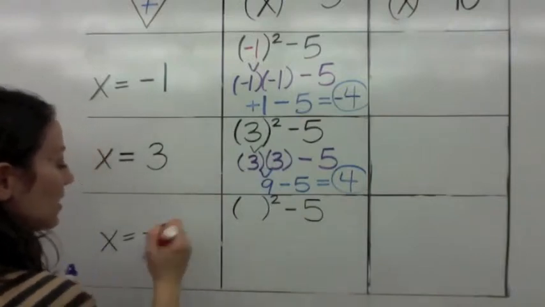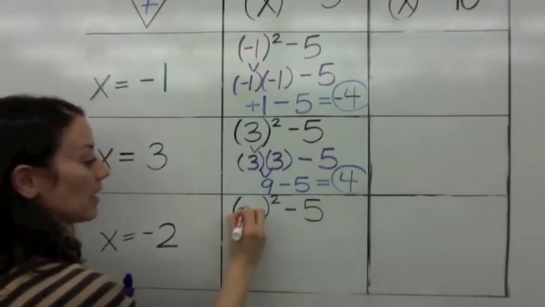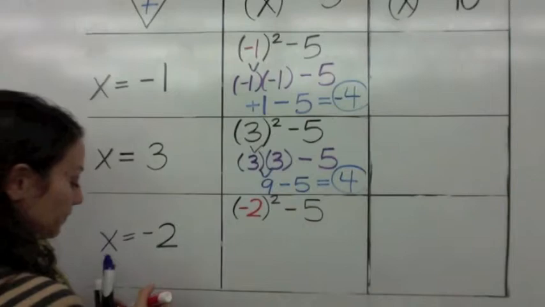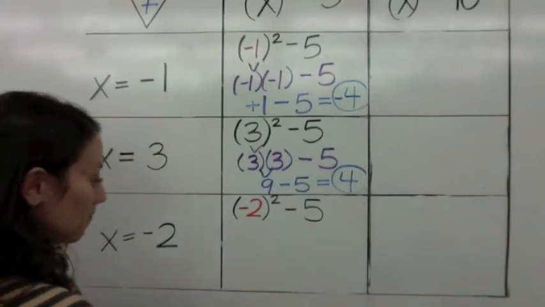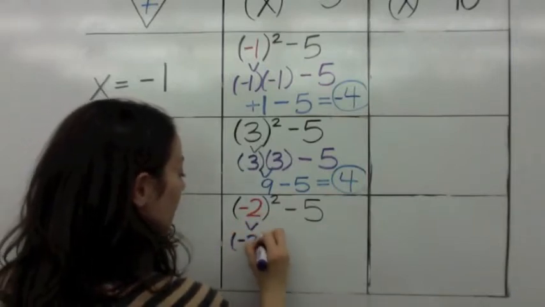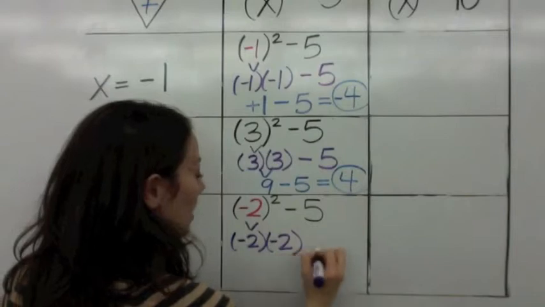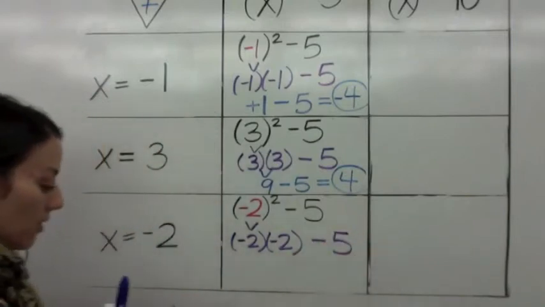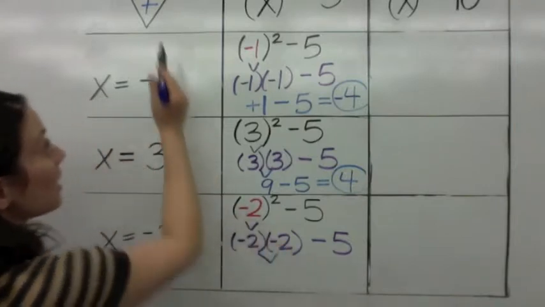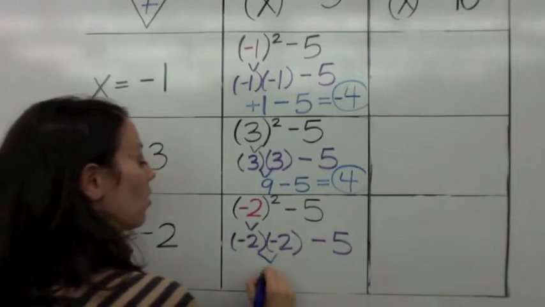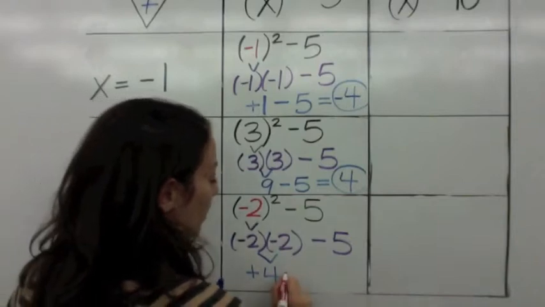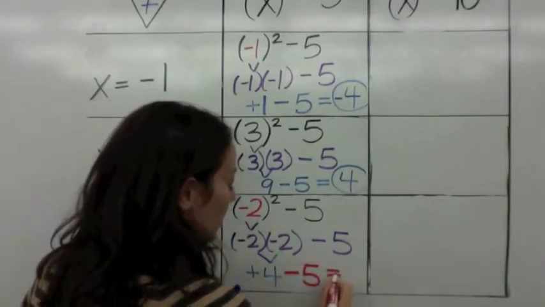Now we have x is what? X is negative 2. Now x is negative 2. Okay, well, negative 2 squared means I'm going to take negative 2, multiply it by itself 2 times, then I'm going to subtract 5. Okay, who knows what negative 2 times negative 2 is? Negative times negative is positive, and 2 times 2 is 4. So now we have a positive 4, and I'm going to subtract 5. Positive 4 and negative 5.